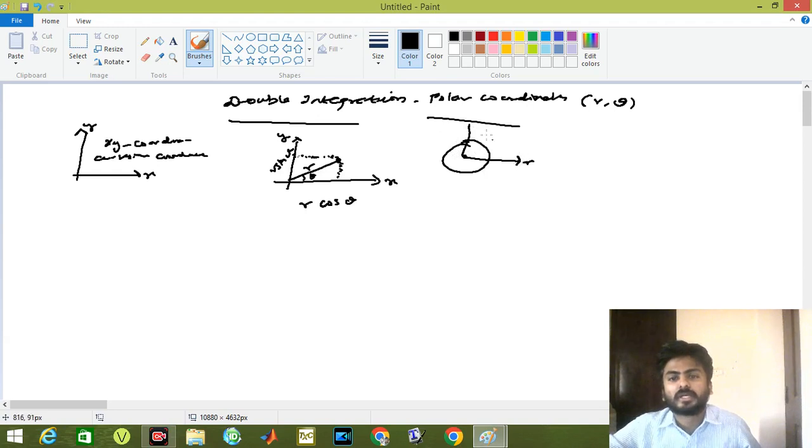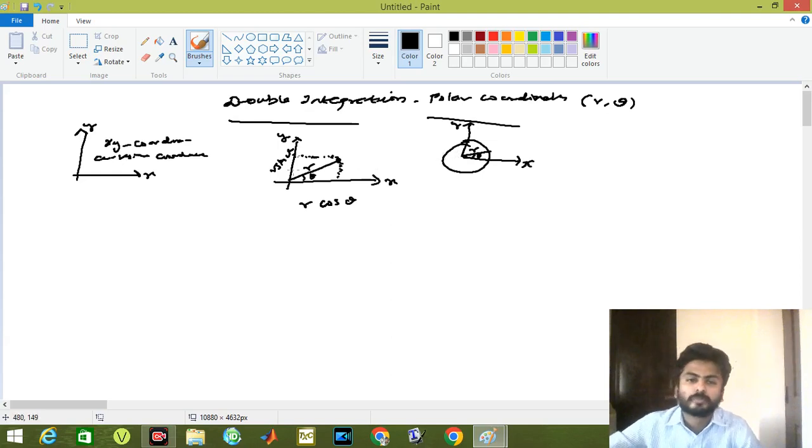Here is your x-axis and here is your y-axis. This will be the radius r, and this will form angle theta with the x-axis. Not only in a circle, in any geometrical figure you can create some reference to x and y with x equal to r cos theta and y equal to r sin theta.